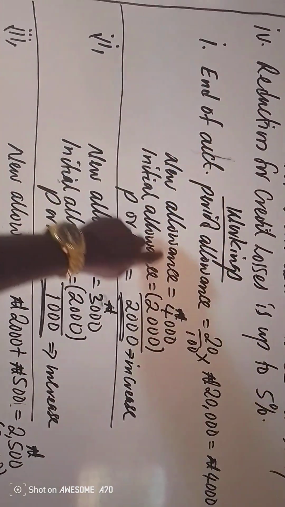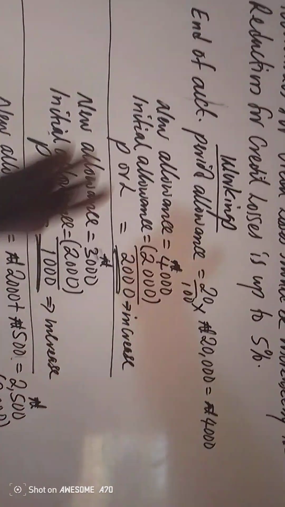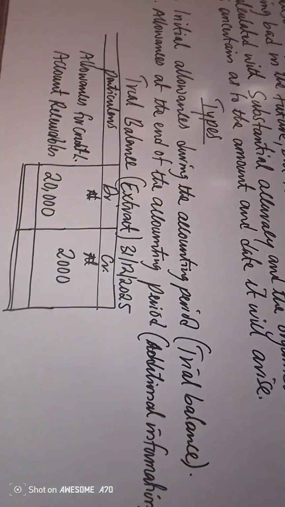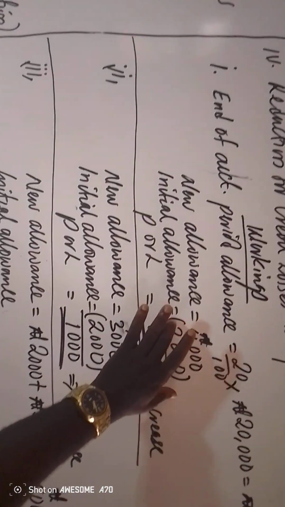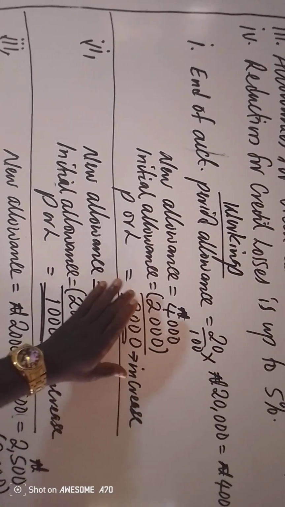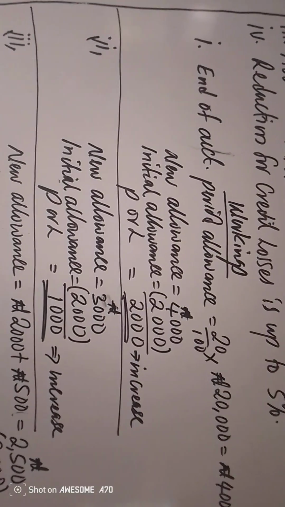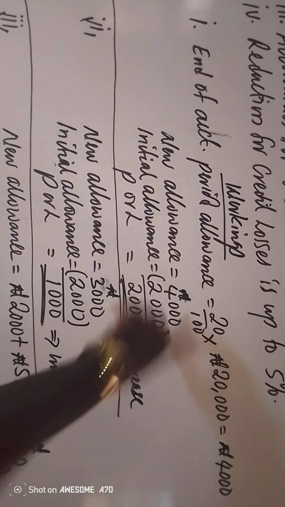You now say the new allowances, which is 4,000 calculated, which is 20% of this. Then you go and pick the one given in the trial balance, which is 2,000, which is the initial one, and make your deduction. When you deduct 2,000 from 4,000, you are going to have 2,000. This 2,000 becomes an increase. Why? Because the initial one was 2,000 and the current one is 4,000.